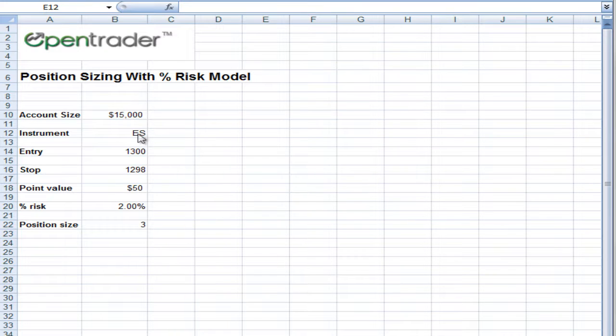Now, how does changing different variables affect the position size? So for now, the risk under the percent risk model is fixed. We're using a 2% risk.